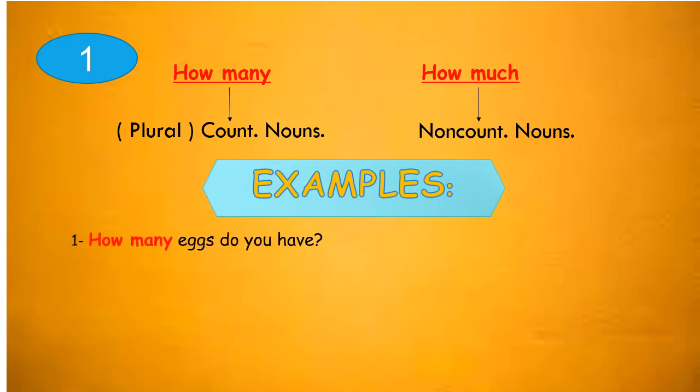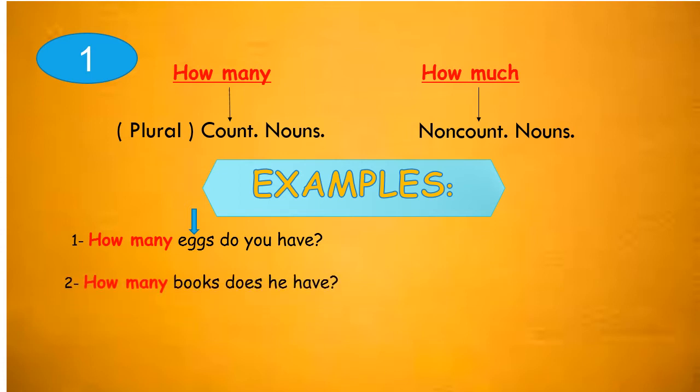So example number 1, how many eggs do you have? Our noun here is eggs. Why did I choose to write how many, not how much? Because the noun here is eggs. Can I count eggs? Can I say 1 egg, 2 eggs, 3 eggs, 4 eggs, and so on? Yes, I can. So I used here how many.